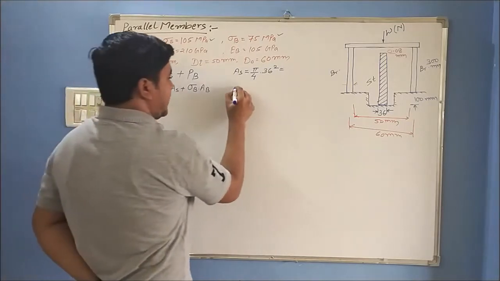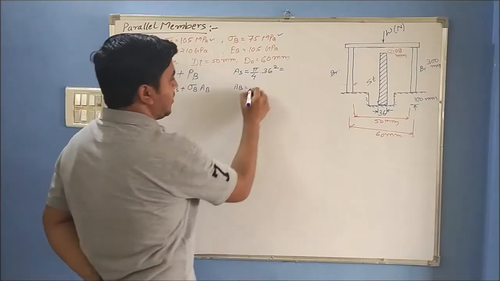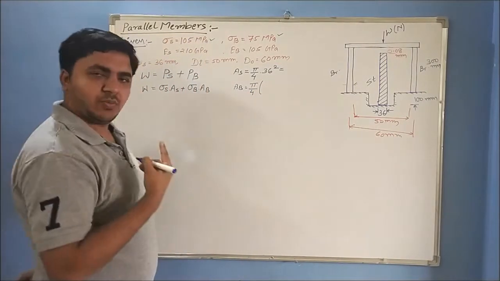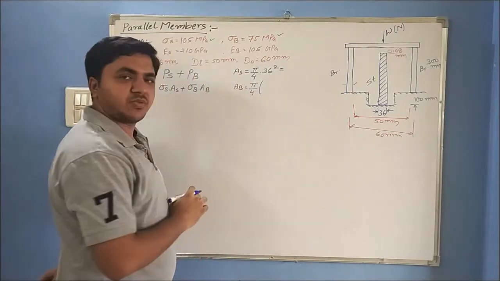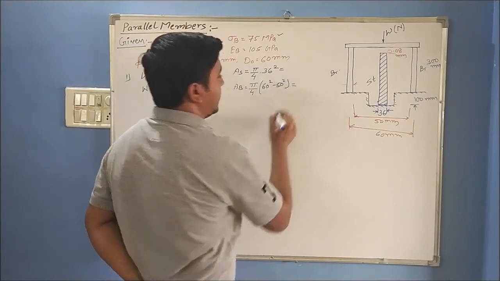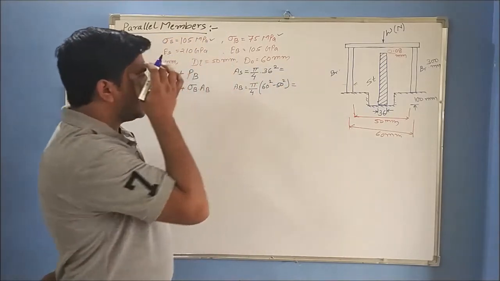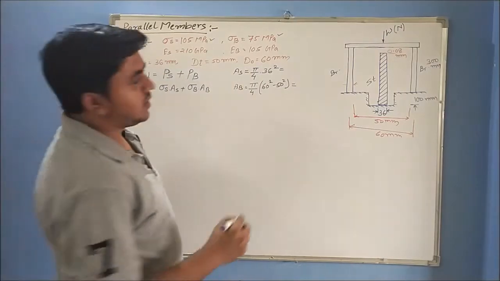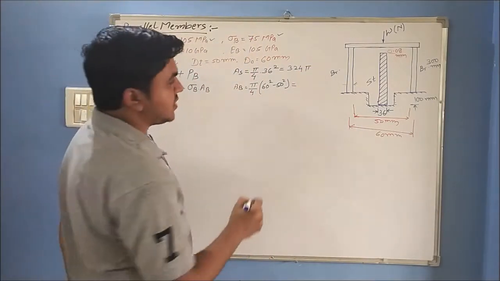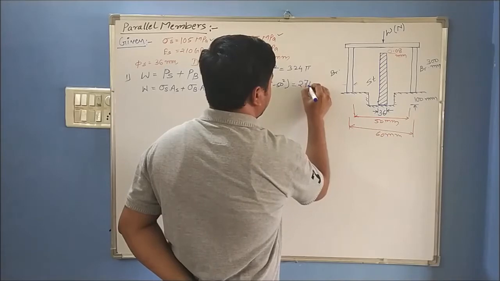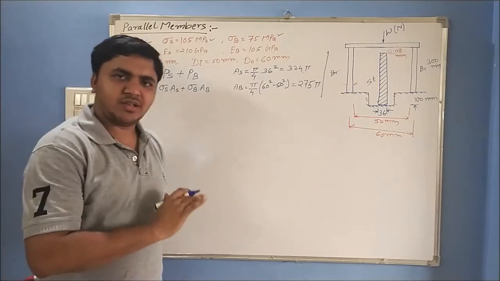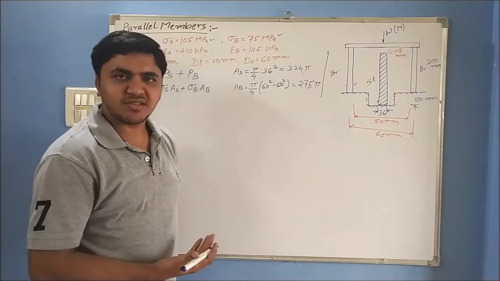Next is the area of brass. This will be pi by 4, and the brass is a hollow tube, no? Since it is a hollow tube, I know it is d outer squared minus d inner squared, so that is 60 squared minus 50 squared. If we calculate this, the first value becomes 324 pi, and the second value becomes 275 pi. You can calculate this in a calculator, but right now I am keeping the values in terms of pi only to keep the calculations simple.